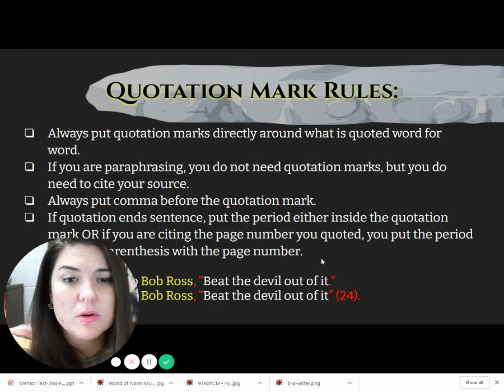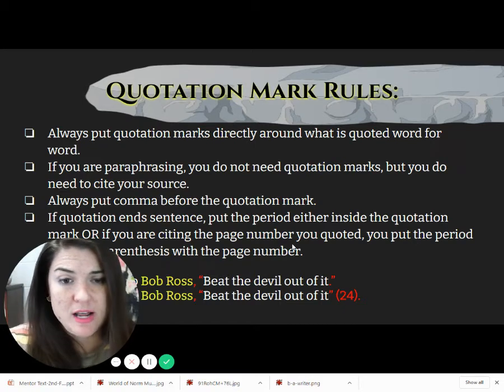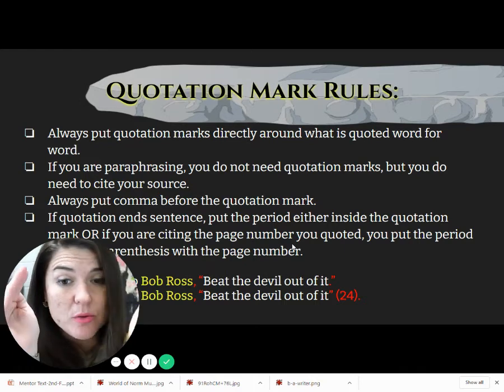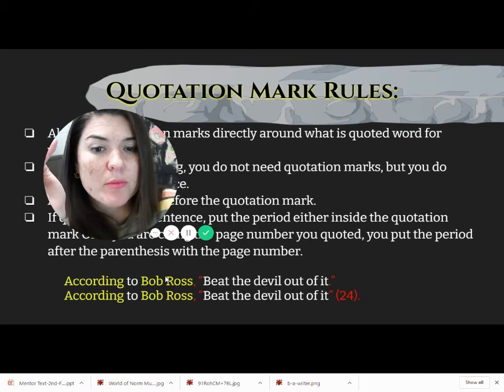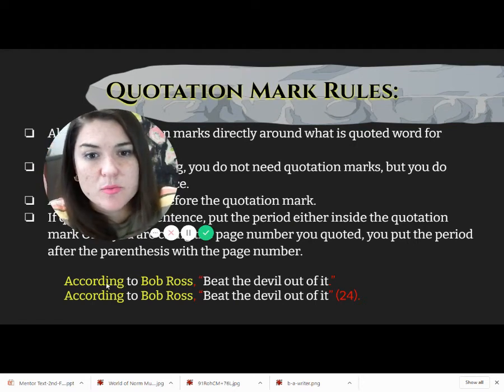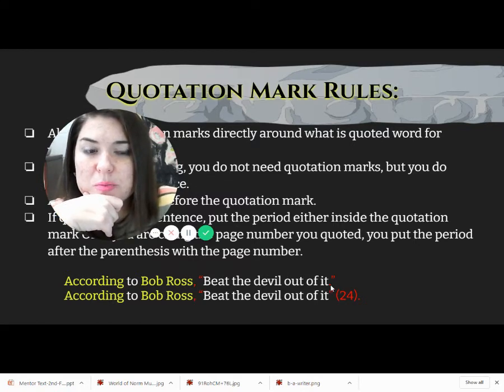Here are those quotation mark rules that I was talking about. Always put quotation marks directly around those quoted words. Don't put them around the introduction words. Unless they actually said it, that's what you put it around, only what they actually say. For instance, I've got this example, according to Bob Ross. So I use the introductory word of according, that transition word, Bob Ross, so we know who we're talking about. He's, according to Bob Ross, "beat the devil out of it." If there wasn't a page number, you would just put the period right after that last word, and then the quotation mark.